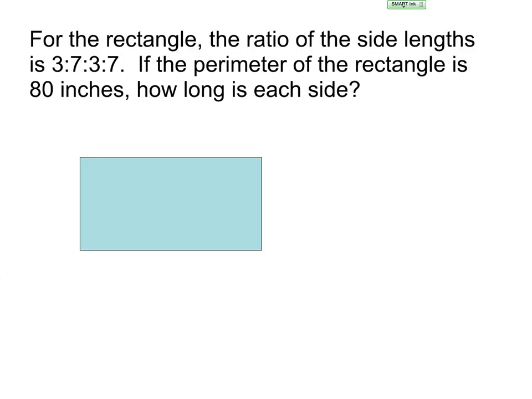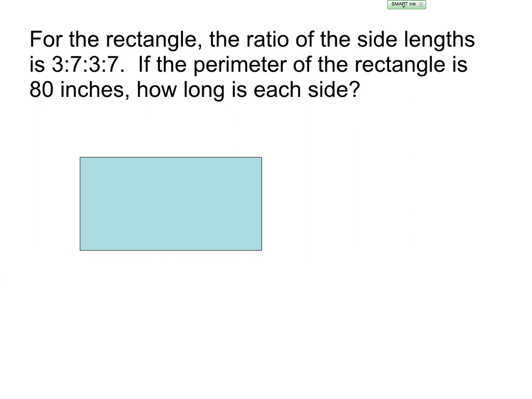But we can use that in order to solve a story type problem. It says, for this rectangle, I want the ratio of sides to be 3:7:3:7. If the perimeter of the rectangle is 80 inches, how long is each side? Now, can each side be 3, 7, 3, 7? What's that add up to be? 20? But we want the perimeter to be 80.